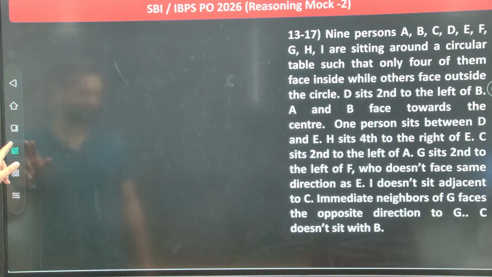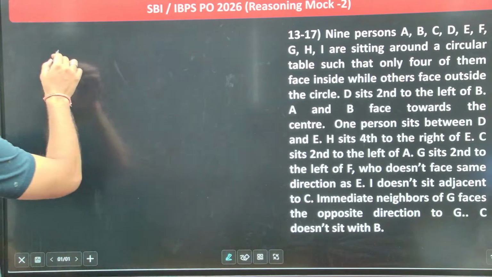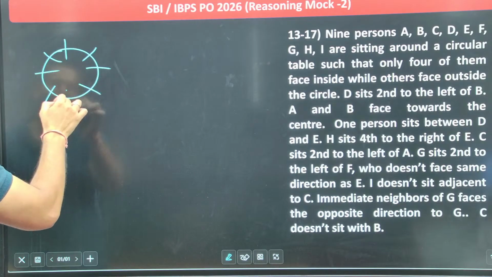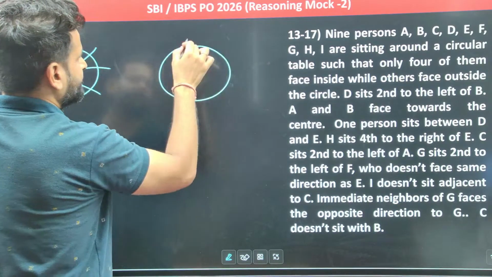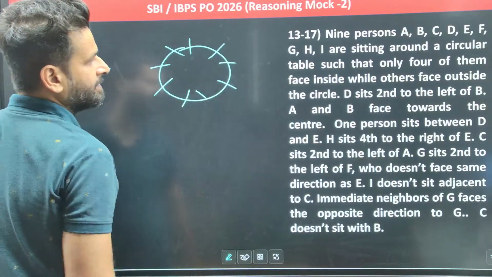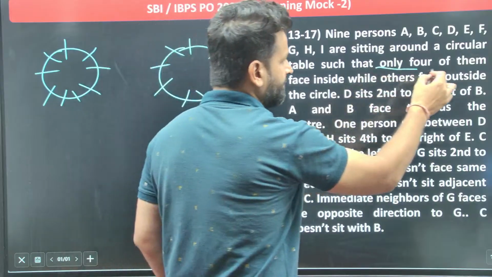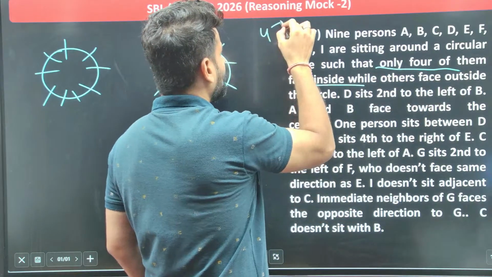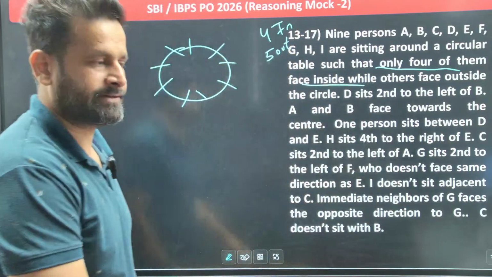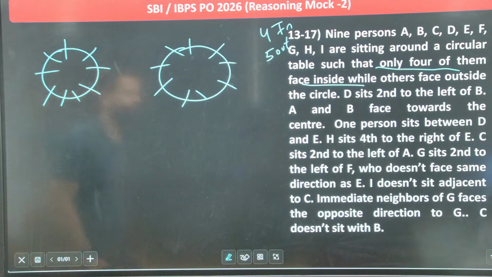All right, let's leave. No problem. Total 9 persons: 1, 2, 3, 4, 5, 6, 7, 8, 9. 4 are facing inside and 5 are facing outside. Right? 4 inside, 5 outside.